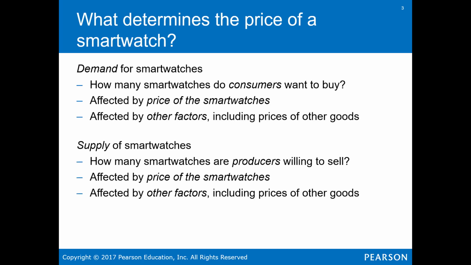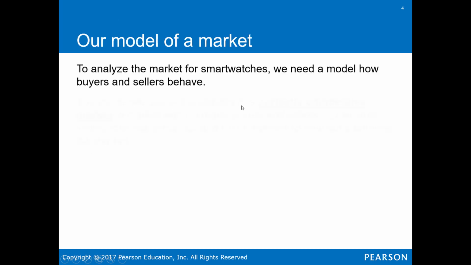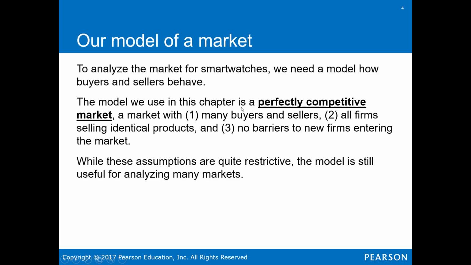So what determines the price of a smartwatch? Demand for smartwatches: how many smartwatches do consumers want to buy? This is affected by the price of the smartwatches and by other prices, including prices of other goods. So supply of the smartwatches: how many smartwatches will producers be willing to sell? This is affected by the price of the smartwatch and by other factors such as other goods and prices of other goods. So let's talk about how this works.